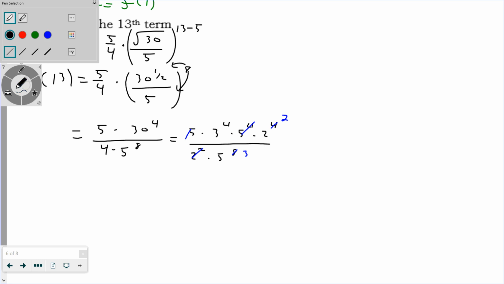So what I'm left with is 3 to the 4th on the top, which is 81 times 4, which is 324. All over 5 to the 3rd, which is 125.